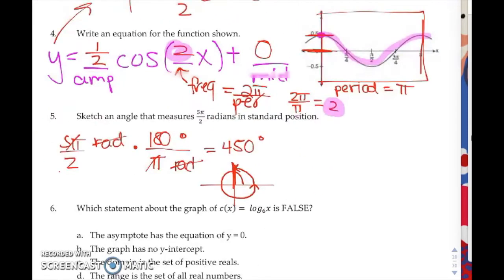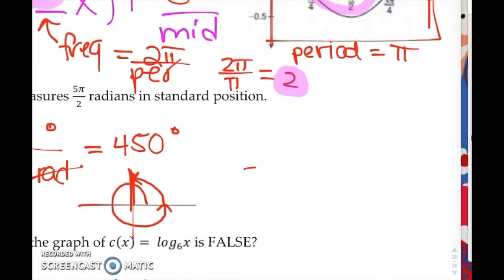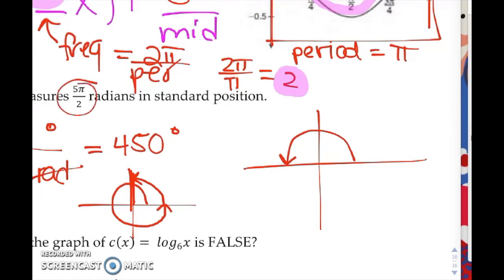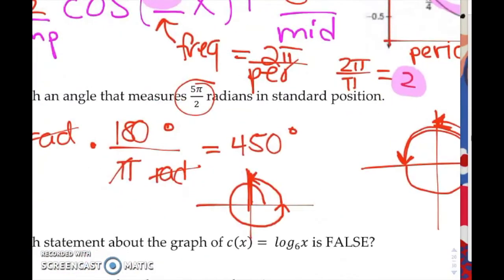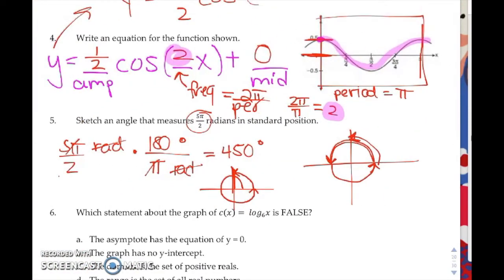Now, let's say you want to think about this more intuitively. Remember that we said that 1 pi is 180 degrees, right? And so 5 over 2 is really 2.5 pi. So this is 1 pi, and then 2 pi, and then 2.5 pi. And that would lead me to right there. So again, another way to do this is to think about it more intuitively.